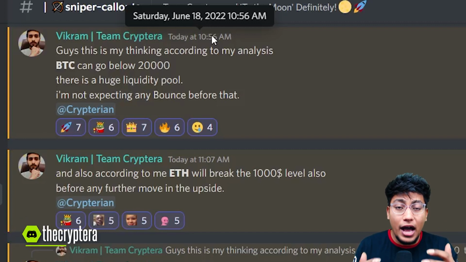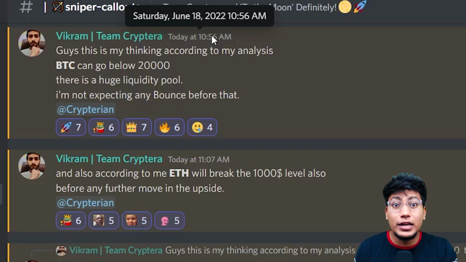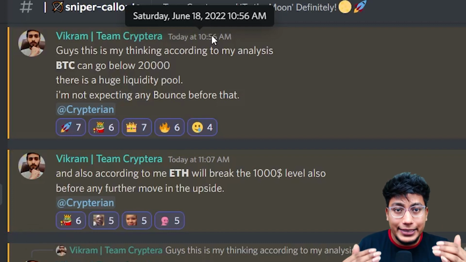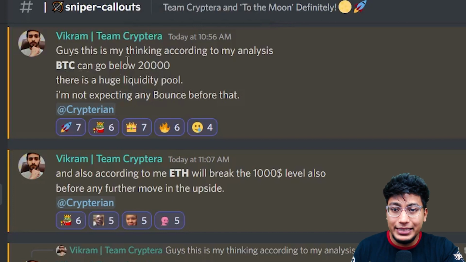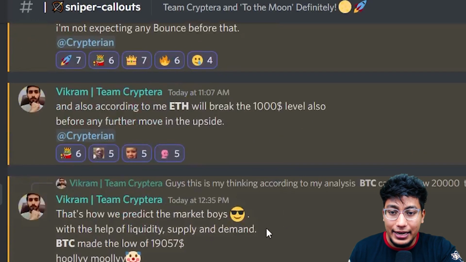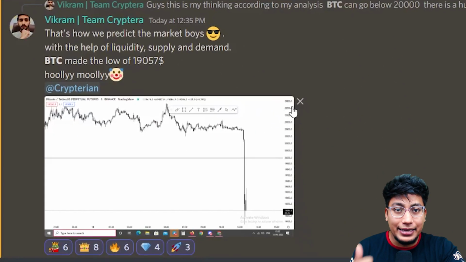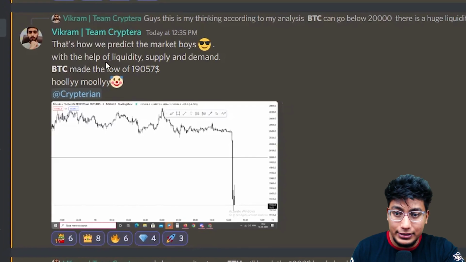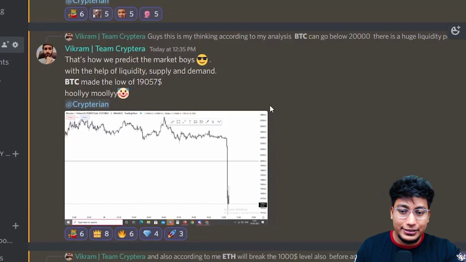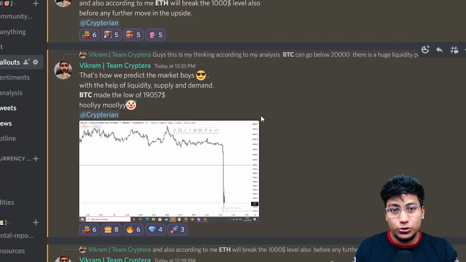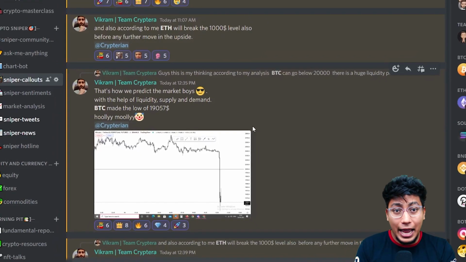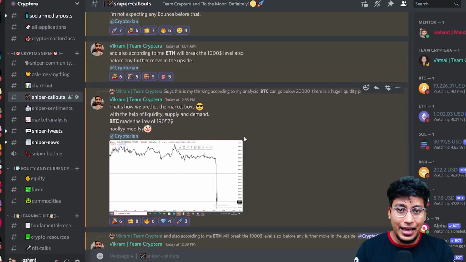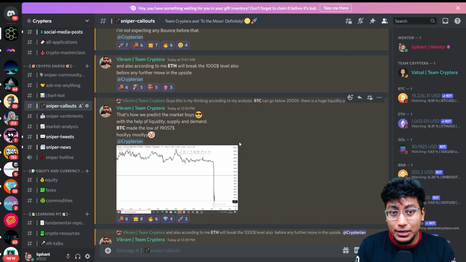So even if you have a view and you have a look at history, it is very, very important to follow what the technicals are telling you. You can see that BTC can go below $20,000, and Ethereum will probably break the $1,000 level, and now this is what we see. And again, the community made a lot of profits. So this is how we predict the market, guys, and we see that the prediction is going right again. Time and again we have given accurate signals, and I am very happy that the community is making profits and saving themselves from liquidation.